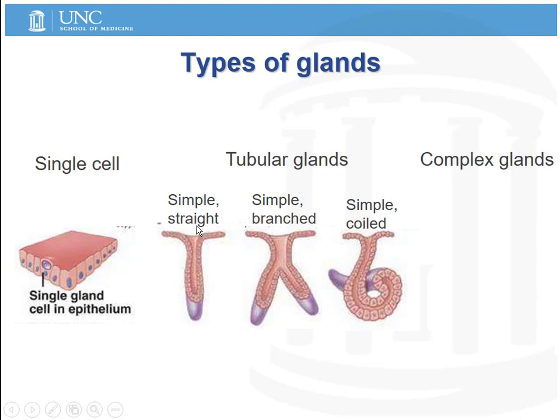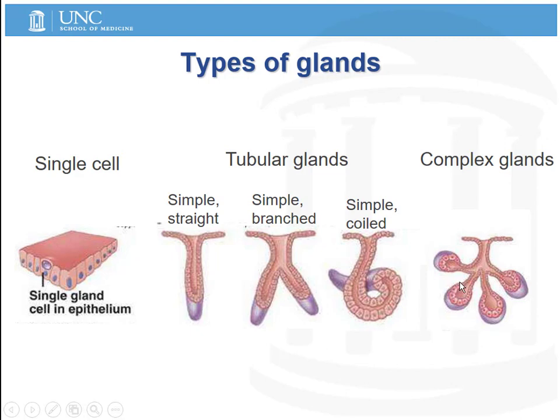Tubular glands can have different arrangements. Simple straight glands can be found in the stomach and the colon. Simple branched tubular glands and simple coiled glands are found in the lower part of the stomach and in the small intestine. Complex glands are those found outside of the intestinal mucosa.